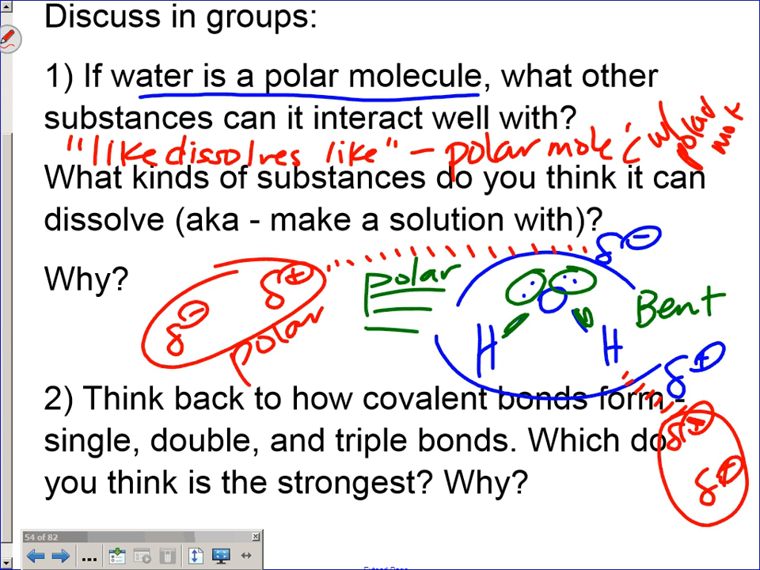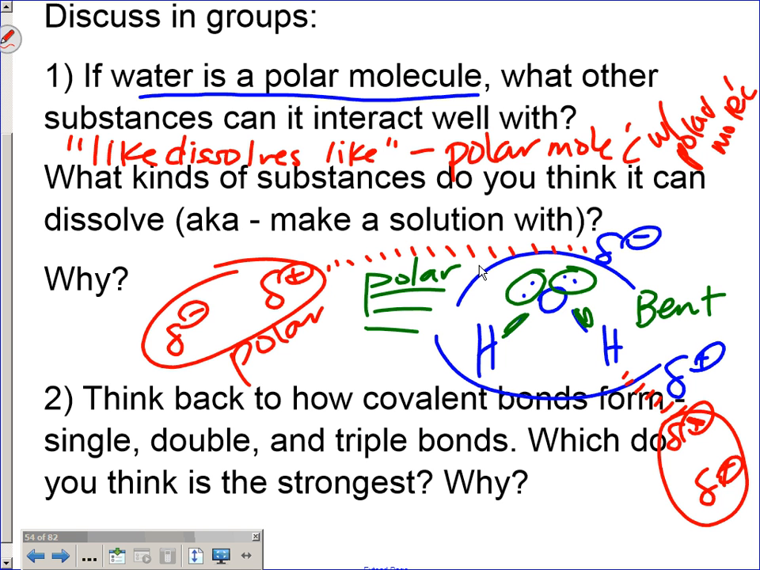But what is the absolute extreme of polar? Like not partial negative and partial positive. What's even more extreme? Ionic, right? But we don't really call it polar because that kind of gets in the fuzzy region of what polar means. But it's definitely an extreme of polarity.